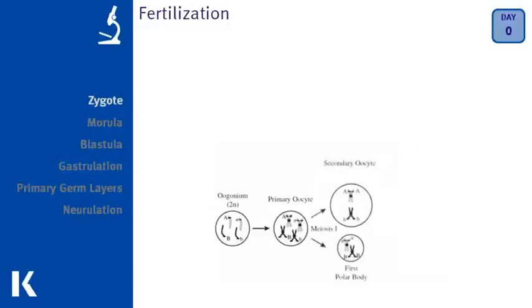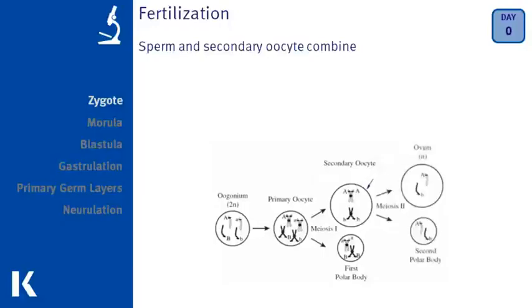During menstruation, a single primary oocyte is released from the ovaries. It completes meiosis 1, begins meiosis 2, and then halts at metaphase 2. We now have a secondary oocyte. Fertilization occurs when a haploid sperm cell combines with a secondary oocyte. This combination triggers the secondary oocyte to complete meiosis 2.